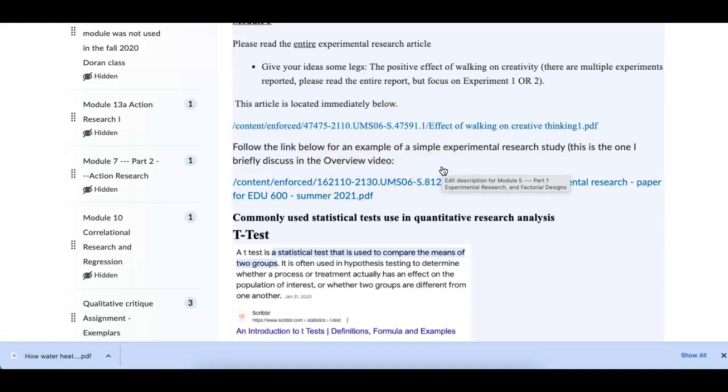I also put in an additional article about experimental research. This one's pretty simple. I think it's pretty simple to understand. It has to do with teaching methods, and one group is taught, just say, in a conventional way, and the other group they use all kinds of audiovisual techniques.